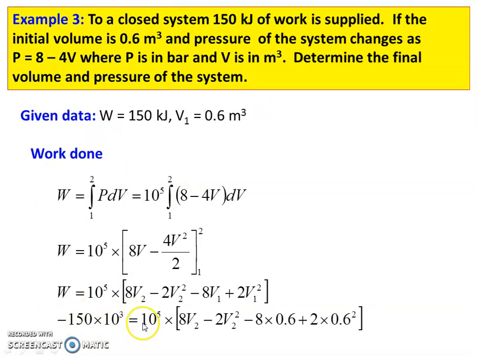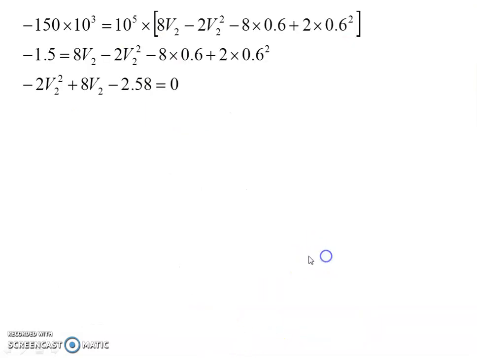−150 × 10⁵ × (8V2 − 2V2² − 8V1 + 2V1²). We know V1 value is 0.6, so −8 × 0.6 + 2 × 0.6². Simplifying, the same values repeated, so it is −1.5 = 8V2 − 2V2² − 8 × 0.6 + 2 × 0.6². Simplify, we get −2V2² + 8V2 − 2.58 = 0.